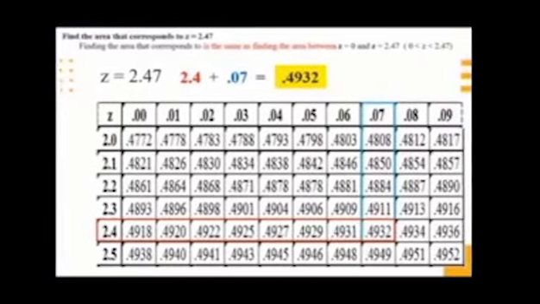Another example, sa left side na z, hanapin natin yung 2.4, ayun sa baba. Tapos hanapin natin yung 7, kunin natin yung 2.4 plus, hanapin natin yung 7 sa taas, ayun 0.07. Ang lalabas na area sa gitna ay 0.4932.